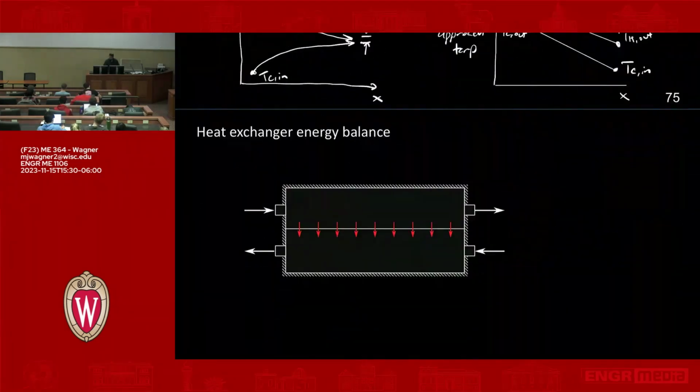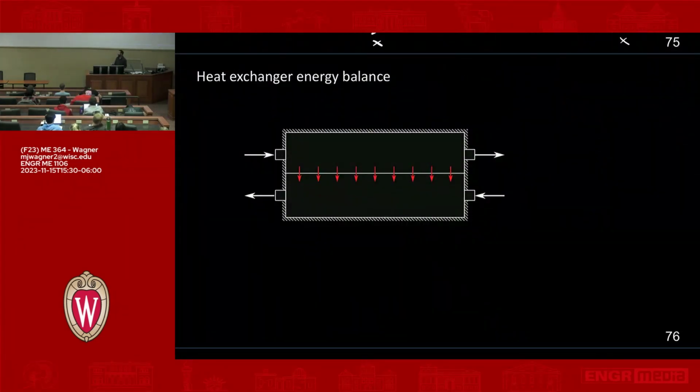So let's get to the analysis part of it. What we want to do now is develop equations that are going to help us solve the energy part of this: how much is going from one fluid stream to the other, how do we predict the temperatures as a function of position, how do we predict the rates of heat transfer. All right, so let's look at our heat exchanger.